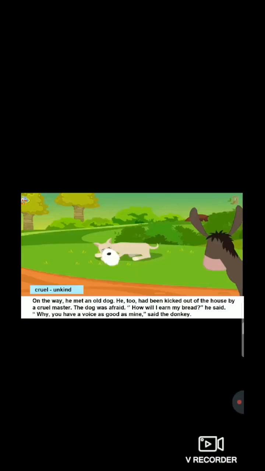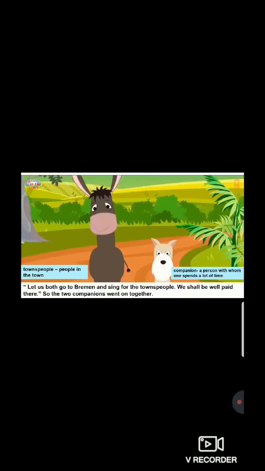He said all these things to the donkey. So now what the donkey is replying is, you have a voice as good as mine, said the donkey. So what the donkey has said to the dog is, you also have a good voice. Just as my voice is good, your voice is also very good. Like that the donkey replied to the dog. Now let us both go to Bremen. Means both donkey as well as dog were going to Bremen town and singing for the townspeople.